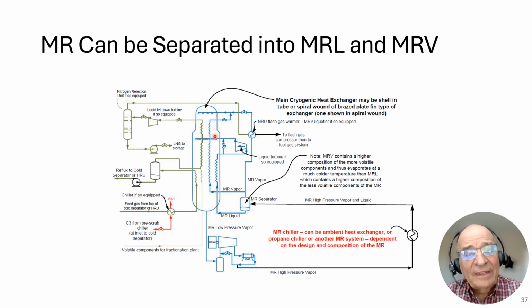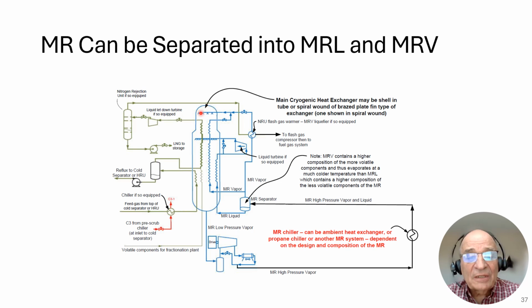And then at this point, it's at a composition where it's nearly the same as the MRL, because the MRV has boiled off a lot of its nitrogen and methane. And so now it's at a composition that's very similar to MRL. So it mixes with the MRL and keeps raining down on these coils, cooling them. And by the time it gets to the bottom, it's all vapor. Vapor is sent to the suction drum, and the process starts all over again.